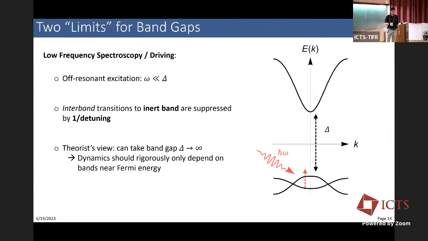So from a theorist's point of view, where do these problems come up? This is going to inform our problem, which is actually very simple. Imagine I have a band structure like this. I have low energy bands here. My chemical potential lies in these bands. I'm far detuned from this band. I come in with a low frequency field.